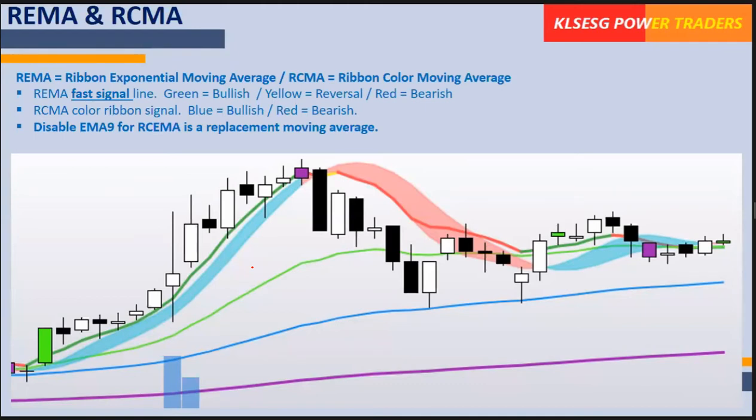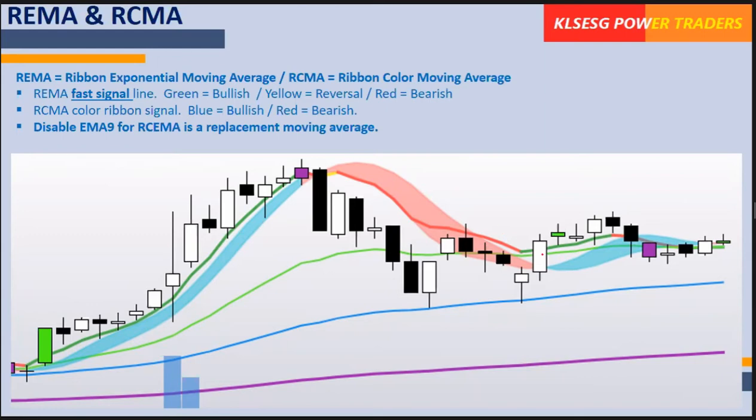Because EMA 9, the exponential moving average, is not as close as this REMA and ribbon. We no longer use EMA 5, EMA 9, this kind of thing. It's too slow, right? It's not close enough to the candlestick movement. So this is the new type of moving average, more advanced than the EMA, the exponential moving average. So I call it REMA and the ribbon.